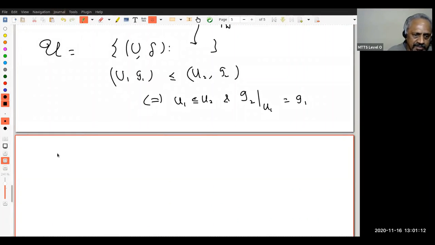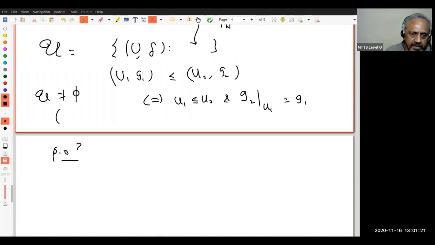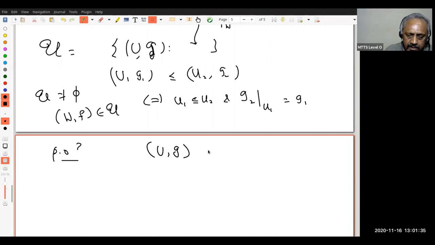Now is it a partial order? So we want to check whether this is a partial order. First, why is this non-empty? That's because (W, F) is already in script U. I can take U to be W and G to be F. Therefore it is non-empty. Why is it a partial order? First, you give me (U, G), then it is less than or equal to (U, G). That is very clear.